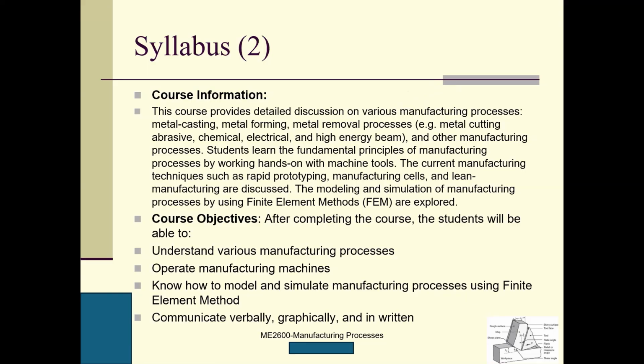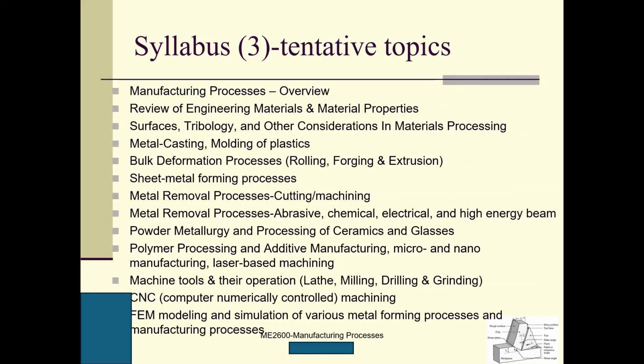No question? Okay, next slide, the tentative topics and what we are going to learn. So overview: we are going to learn an overview of manufacturing processes. And we know that if we want to manufacture something, we must get some knowledge about engineering materials and material properties, right? Materials, you have a workpiece, then you manufacture to get your final products.